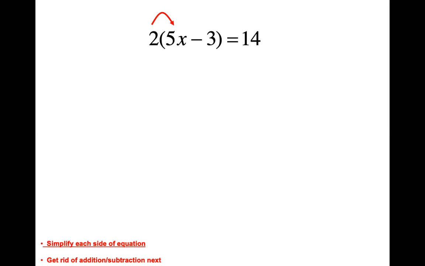I'm multiplying a 2 and a 5. 2 times 5 is 10x. Notice I didn't draw both arrows and then do the math. I drew one arrow and then did the math. I find you make fewer mistakes.